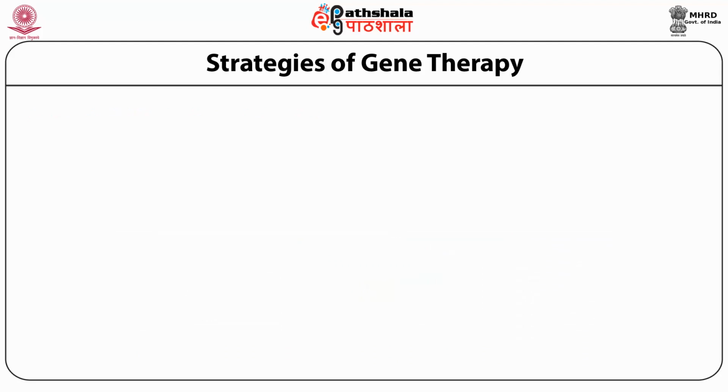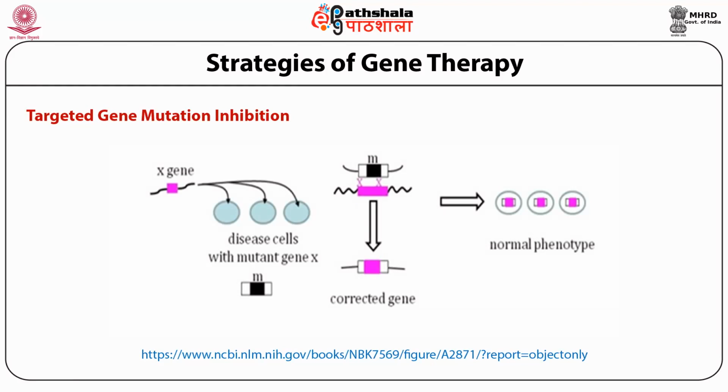The fourth strategy is targeted gene mutation inhibition. It is used to correct a defective gene to restore its function, which can be done at the genetic level by homologous recombination or at the mRNA level by using therapeutic ribozymes or therapeutic RNA editing. The figure shows swapping of the abnormal copy of the gene M with the normal copy of the gene, that is X, by homologous recombination. The diseased cells will become normal after the correction of mutation by gene therapy.